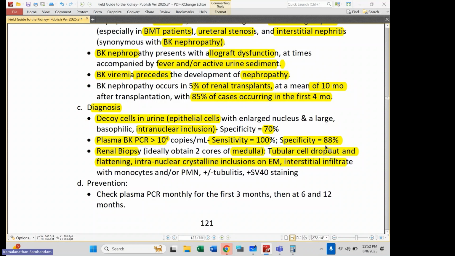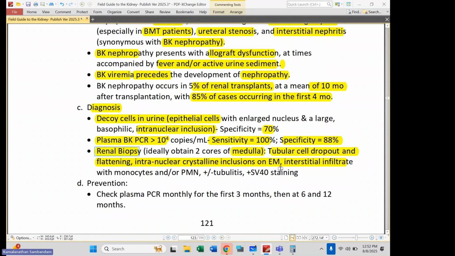Okay. What do we see on biopsy? We see basic tubular injury, right? This is tubular cell dropout, or cells that are being shed, tubular injury. Flattening tubular epithelium is just another signal of tubular injury. And then again, sometimes I can see these viral inclusions in the nucleus. You can see them on light microscopy as this little pale spot in the nucleus sometimes, and then you can see them on EM especially well, okay?